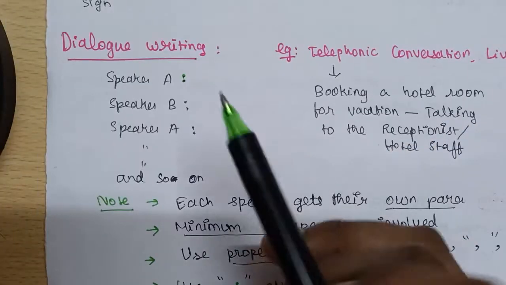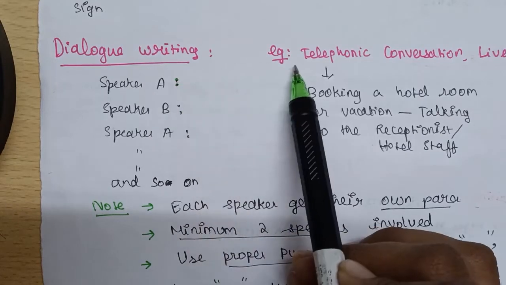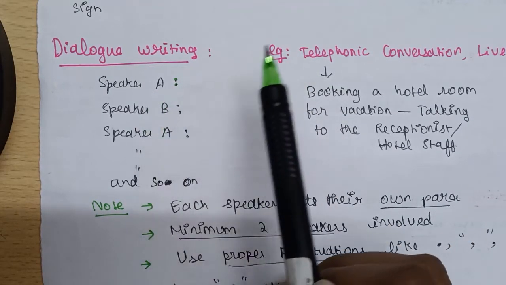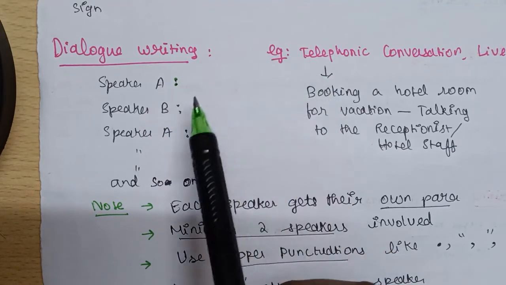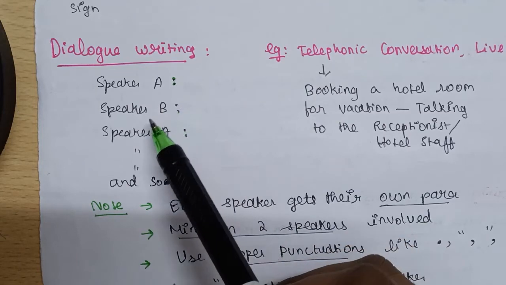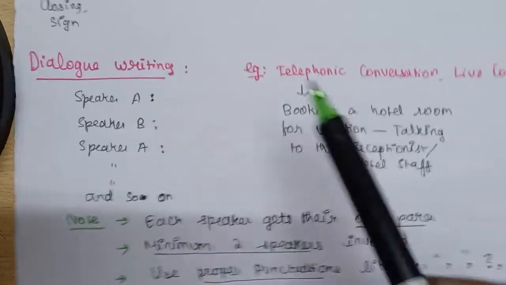How you have to write this is, you have to write speaker A, give their dialogue completely, and then go to speaker B. Don't use speaker A, speaker A, speaker A for each sentence that they're speaking. Everything that they speak comes under the same paragraph under one speaker's heading. And then you have to write speaker A, speaker B, speaker A, speaker B.